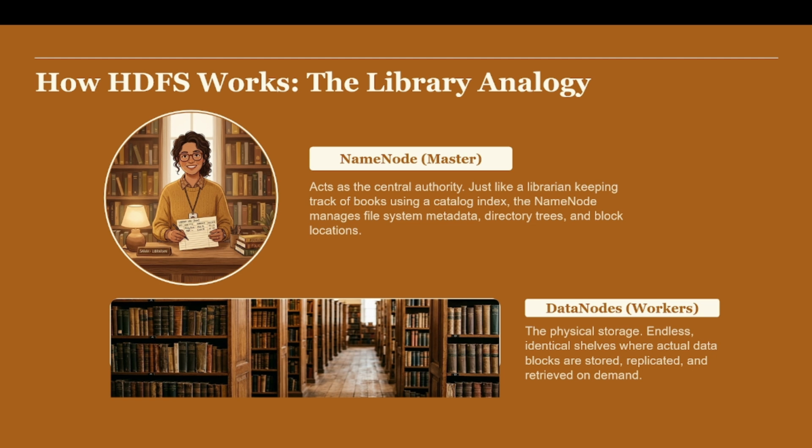Now, here's the catch. Because the name node is the only one who knows where everything is, it is a single point of failure. If a data node breaks, no big deal, we have other bookshelves. But if the name node goes down, you're completely locked out of the library. The data is still physically there, but you have no way to find it, basically.